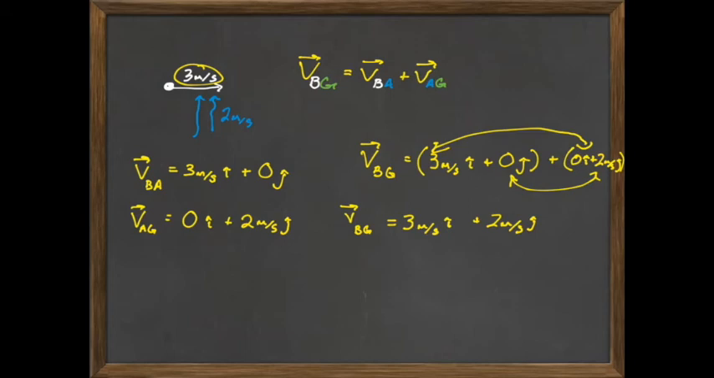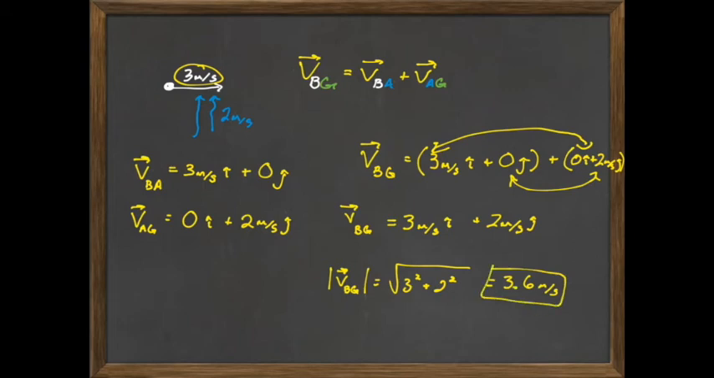So typically, though, the problems are not going to just ask for that. They're going to want to know what is the speed of the bird to the ground, or rather the magnitude. So remember, the magnitude of these vectors would be using the Pythagorean theorem. So that'd be the square root of 9 and 4, which would be 13, the square root of which is 3.6 meters per second.